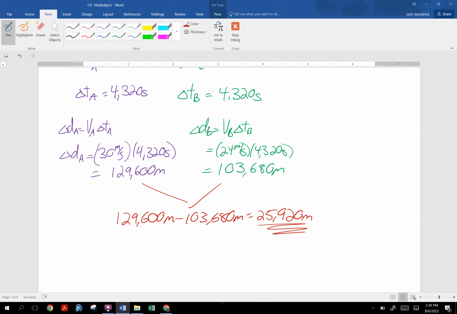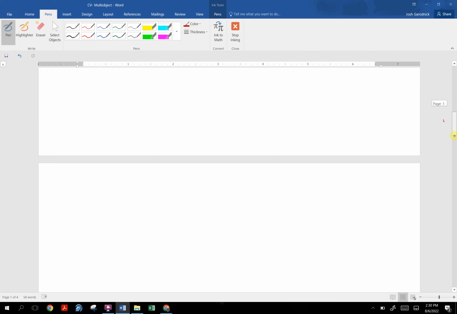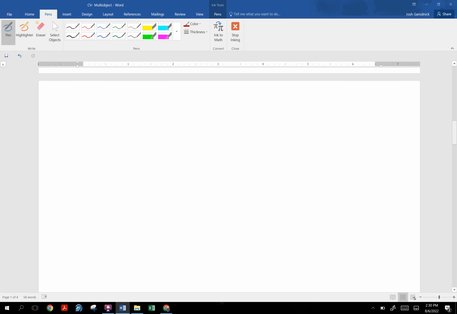So let's address the next question, which I believe was, if they both travel 40 kilometers, how much time does the faster car have to wait for the slower car? So again, I'm going to get organized. I'm going to list my variables. Car A, how fast is it going? Distance traveled, time. Car B, velocity of B, distance traveled by B, delta t of B. Yes, I forgot the A over there. I will put it in.